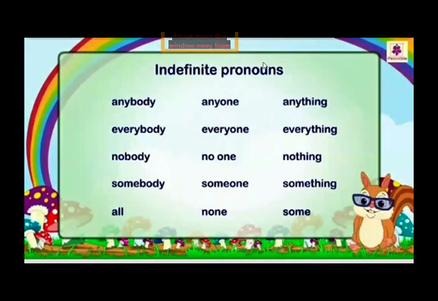Indefinite pronouns: anybody. When the pronoun or the noun is not definite, as we say anybody, anyone, anything, everybody, everyone, everything, nobody, no one. When we are not talking about a particular one, we call these indefinite pronouns, which means that we are not definite or sure about the nouns. These are common examples. It's better to take screenshots side by side.